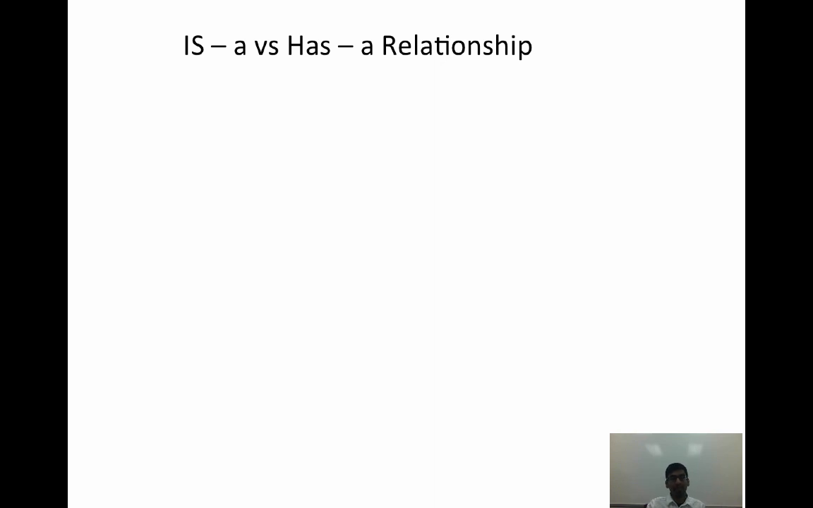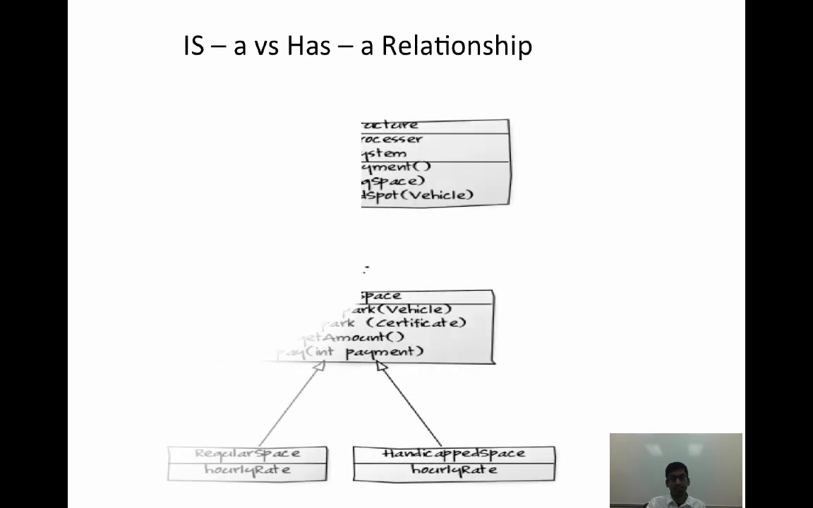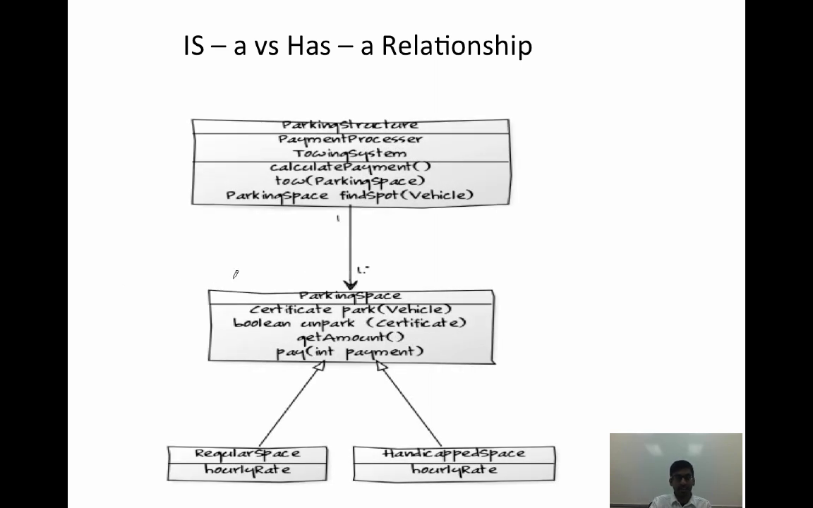So there are essentially two types of relationship: is a relationship and has a relationship. Is a relationship is what we have been seeing all this while, that's inheritance. It is the relationship between parent classes and its child classes. It's essentially used for entities that are subtypes of the parent entity. Like regular space is a subtype of parking space, and handicapped space is also a subtype of a parking space. So we use is a relationship or inheritance.